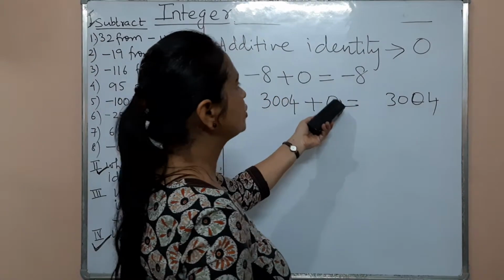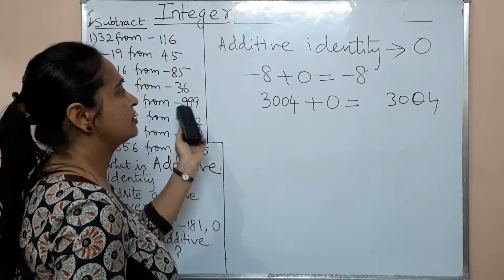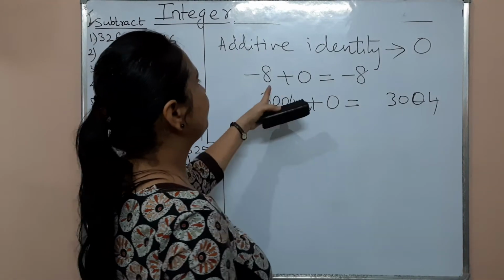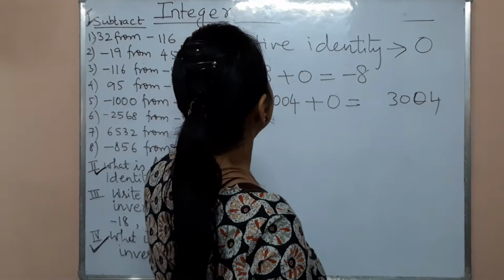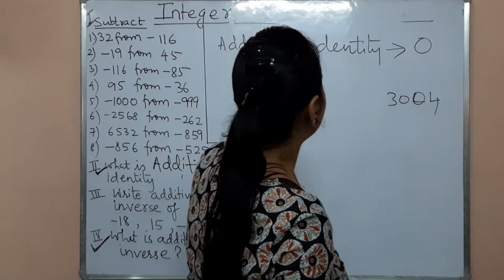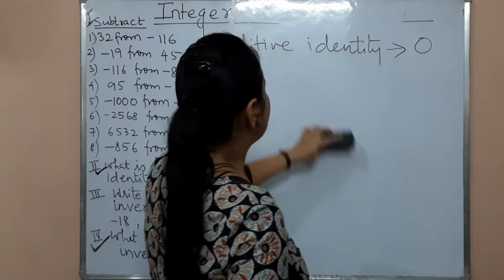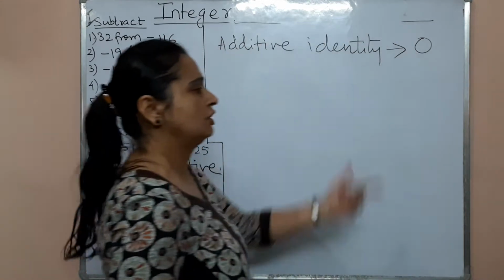मतलब वो number जिसको add करने से the result doesn't change. It doesn't affect the number. If you add 0 to a number, the answer remains the same. So that is called an identity element, and additive identity is 0.